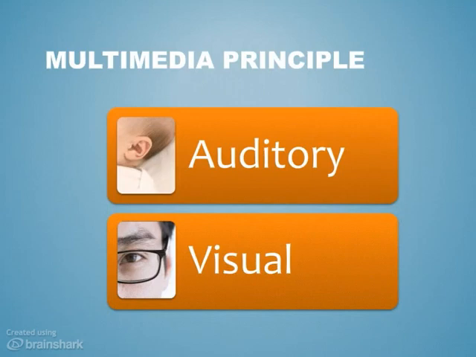However, we can actively process only a few pieces of information in each channel at one time. The brain has a cognitive load, or a maximum capacity of information that it can comprehend. Therefore, using fewer words and pictures will make it easier for the learner to process and retain information.